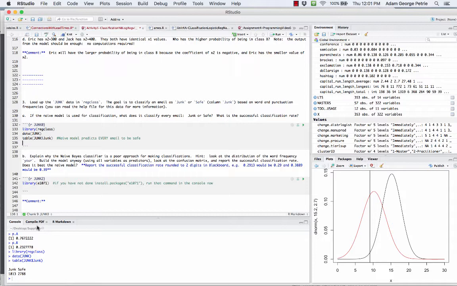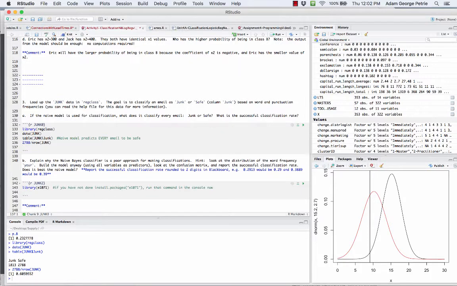So it's going to make a lot of mistakes, but it'll get a lot of things right. It's going to have 2,788 successful classifications out of a total of, well, however many rows there were in the data set here. The successful classification rate would be 60.6. Now, there's actually a really neat way to get this number out automatically.